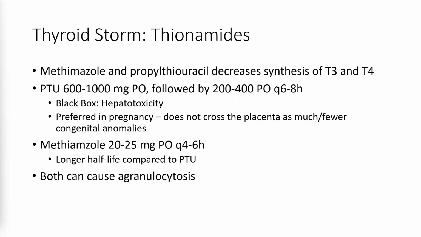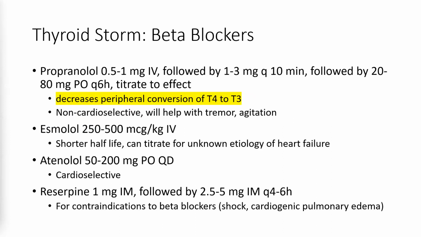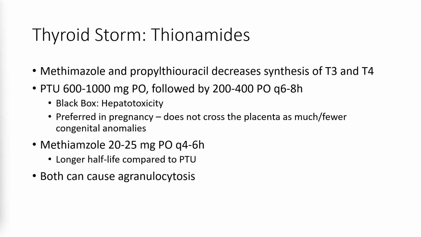The next step in treating patients with thyroid storm is thionamides. There are two options we can choose from here: methimazole and propylthiouracil. Both of these decrease the synthesis of T3 and T4. Remember earlier, the beta blockers basically prevent T4 from being converted to T3, but methimazole and PTU decrease T3 and T4 from being created at all.